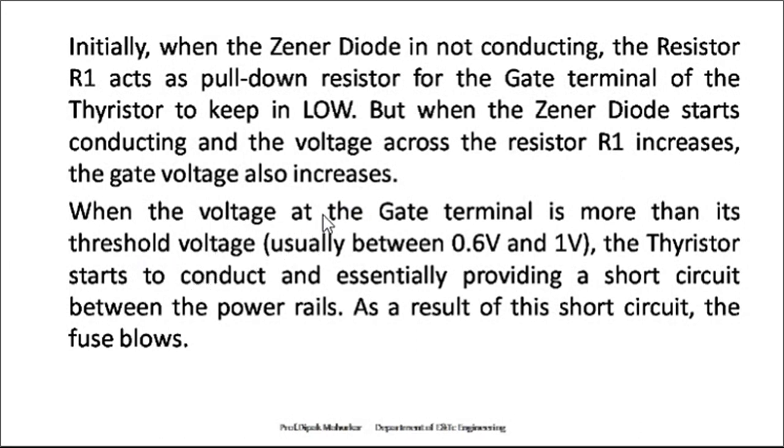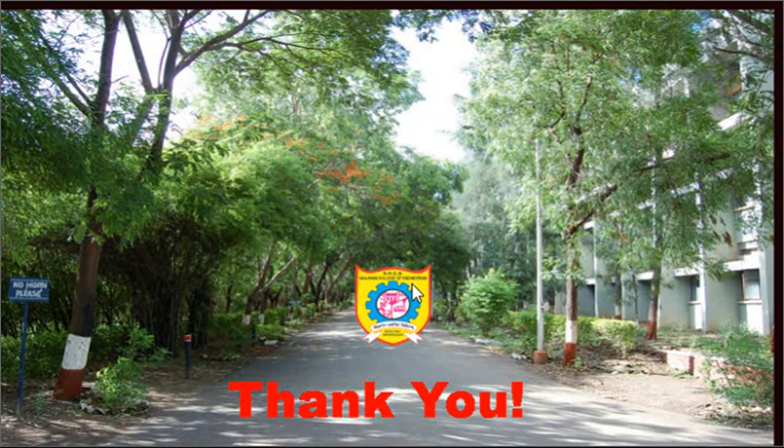When the voltage at the gate terminal is more than its threshold voltage, the thyristor starts to conduct, essentially providing a short circuit between the power rails, and as a result of the short circuit the fuse blows. Once the fuse blows, the load will be protected from the circuit. In this way the crowbar circuit provides over voltage protection.